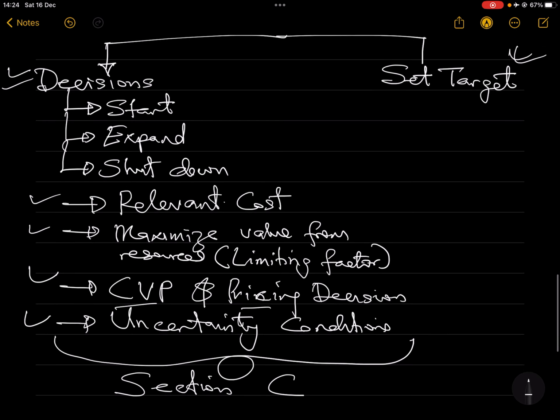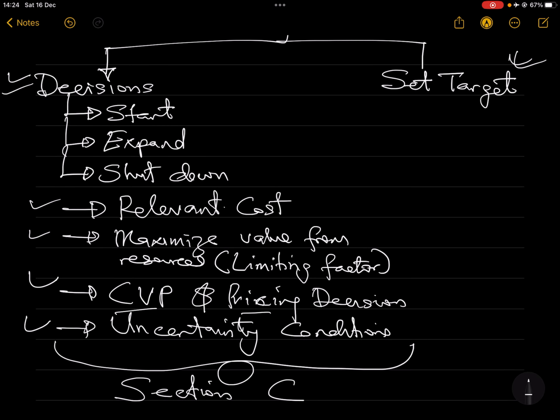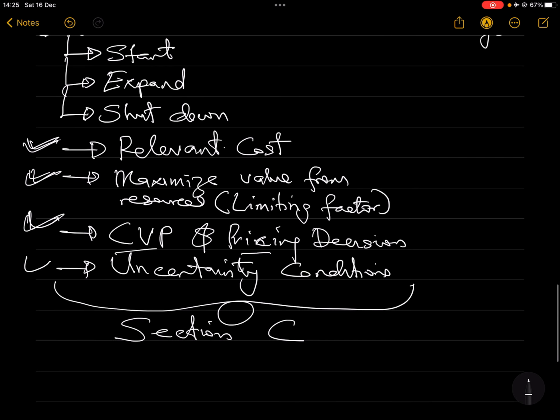So we are looking at the decisions we need to take. Should we start a business? Should we expand a business? Or should we shut down a business? In trying to make all those decisions, we must be able to identify our relevant cost for that decision. We must learn how to maximize value from limiting factors. We must learn how to charge the appropriate pricing and make the right volume. And also we must plan for the uncertainty. So this is section C of the syllabus.